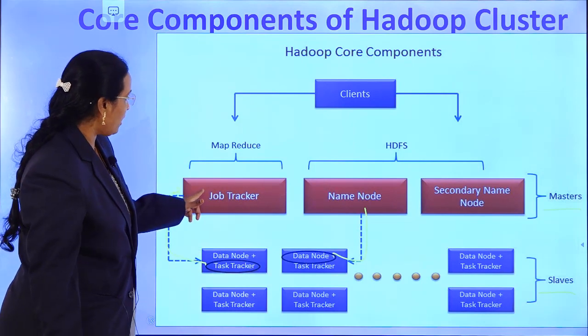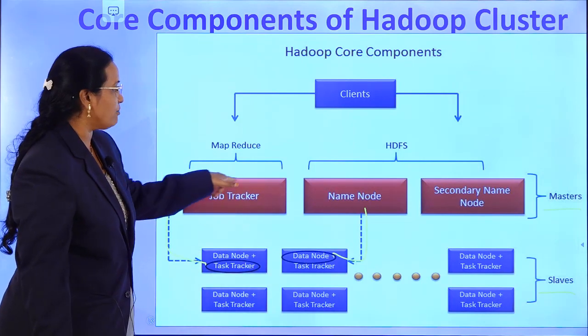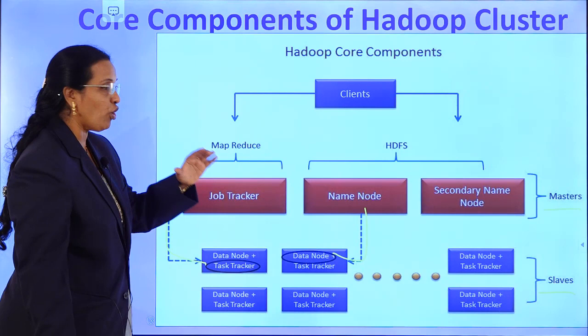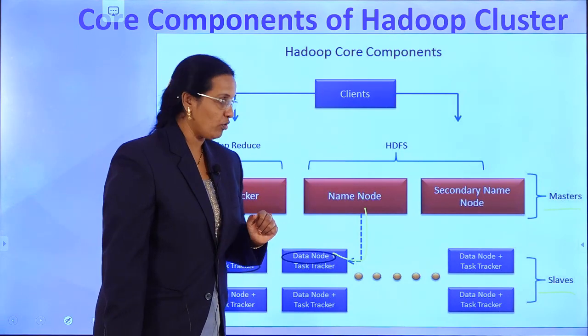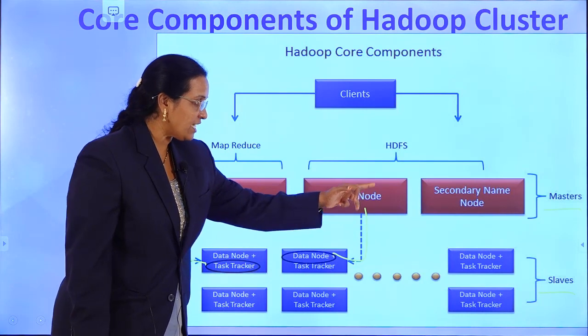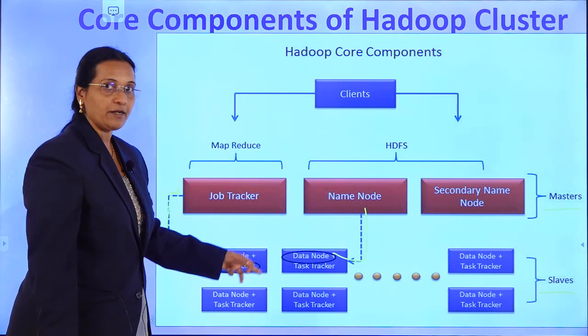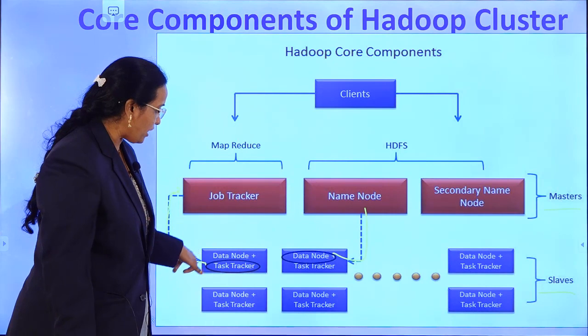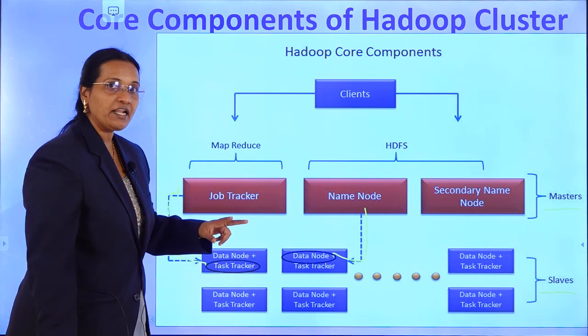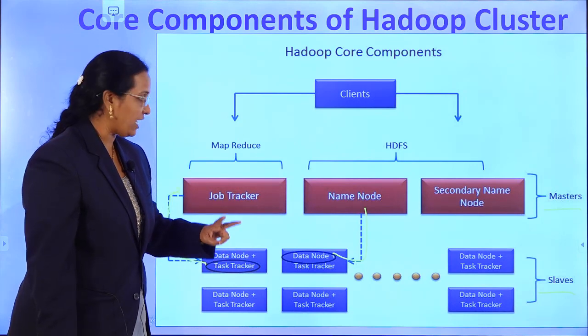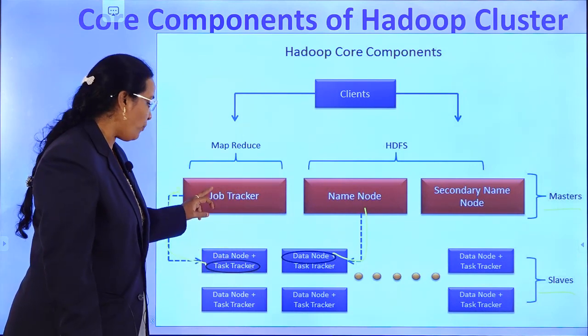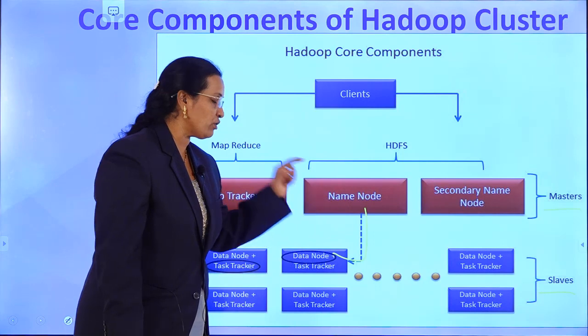You can see here all the red color marked comes under the master. That means the master node will be holding the job tracker, name node and secondary name node, and the slave nodes are the purple color ones, and on every purple slave node two daemons are running, the data node and task tracker. Task tracker is a slave to the job tracker and data node is a slave to the name node.